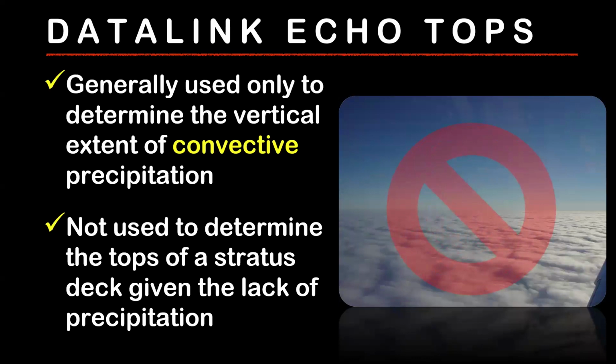But because it really requires precipitation, it's not going to tell you where the tops of a stratus deck are. Without any precipitation, you don't get any returns, so you can't see where the tops are. It's not a product that's going to tell you, if I take off and there's a stratiform cloud deck with bases at, let's say, 1,000 feet, and I'm going to pop out on top at 5,000 feet, it's not going to tell you that unless there's some precipitation occurring. Generally, you're going to require a much deeper weather system to see that.